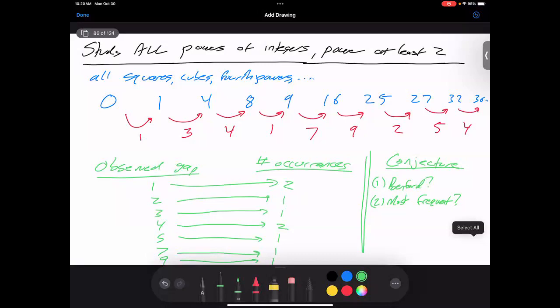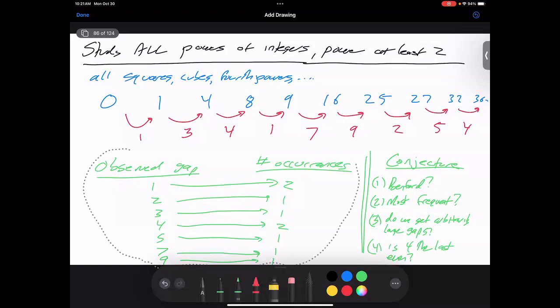What else could you guess or conjecture from this? So we see gaps of length 1, 2, 3, 4, 5, 7, and 9. So they're going to get larger. That's a good question: do we get arbitrarily large gaps? So is 4 the last even? I assume nobody is comfortable making conjectures based on small data like this. We do not have anywhere near enough to make a conjecture.